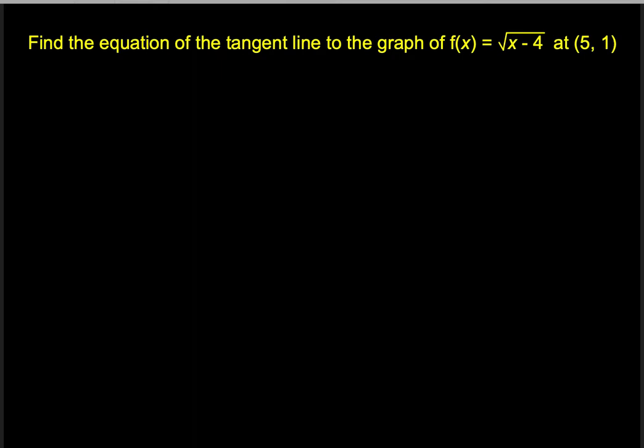Here we would like to find the equation of the tangent line to the graph of the function f of x, defined to be the square root of x minus 4, at the point (5, 1). So the first thing to do is to write out the formula for the equation of this tangent line that includes the derivative that we will need to find.